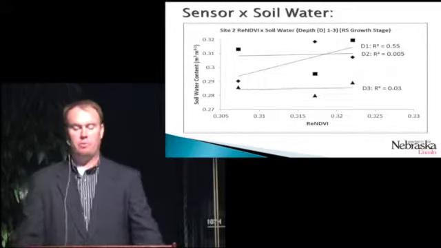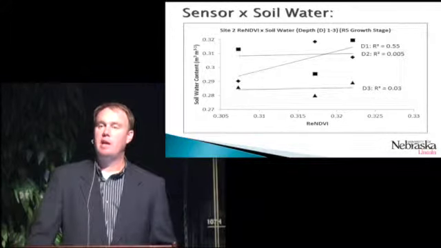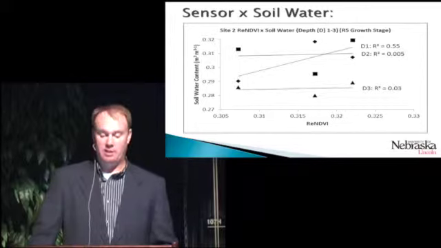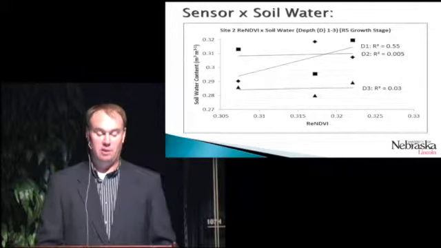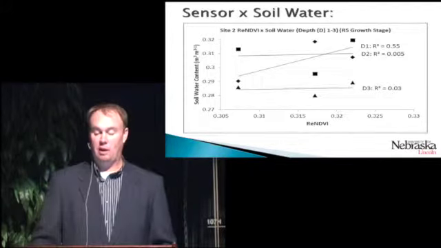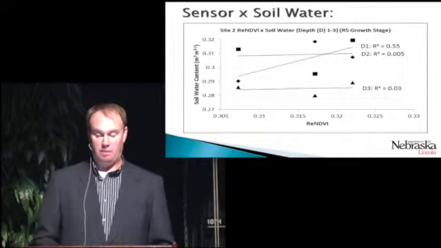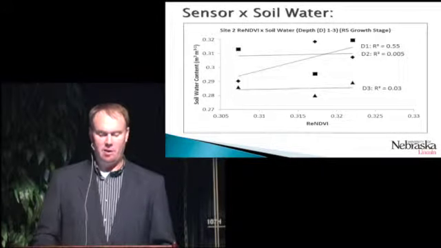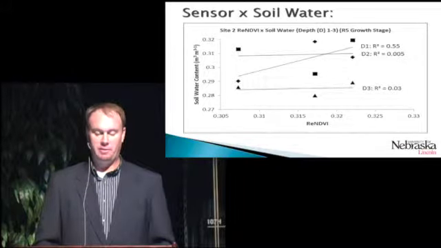Next thing I wanted to do was to see if there was any correlation whatsoever between what these sensors were telling us and the actual soil water content. And when we first started out, we were seeing a really good correlation. Right? We were seeing soil water content levels increase as our reflectance increased as well. So that was encouraging when we first started. This was taken at the R3 growth stage. And the water was collected over a depth of 1 to 3 feet.